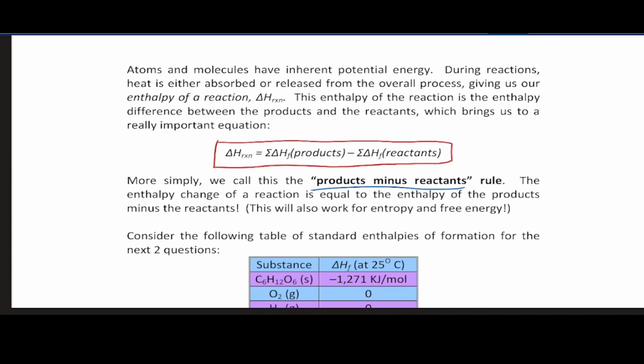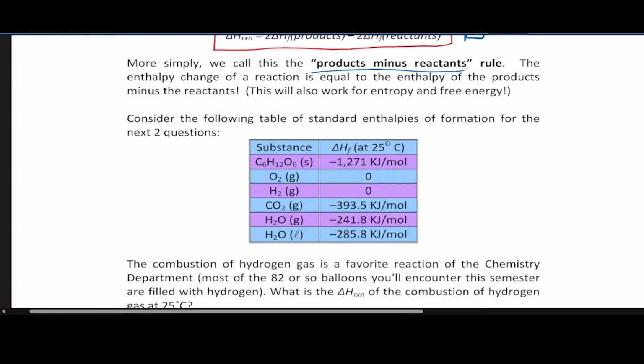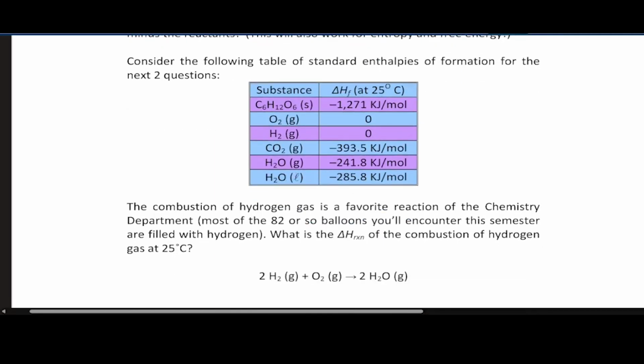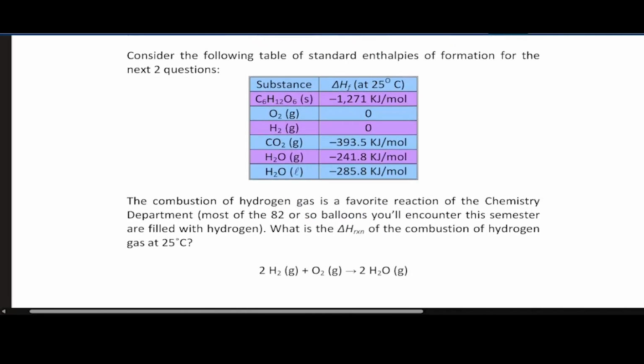And when we're reporting enthalpy, we want to report it in kilojoules. So it's important to notice in this table, they give us kilojoules per mole, so we need to cancel out the moles as we're going through. So a great reaction to begin with is the combustion of hydrogen gas, because often in this class we do like to combust hydrogen gas balloons. They're really fun and you'll see them a lot throughout the semester.